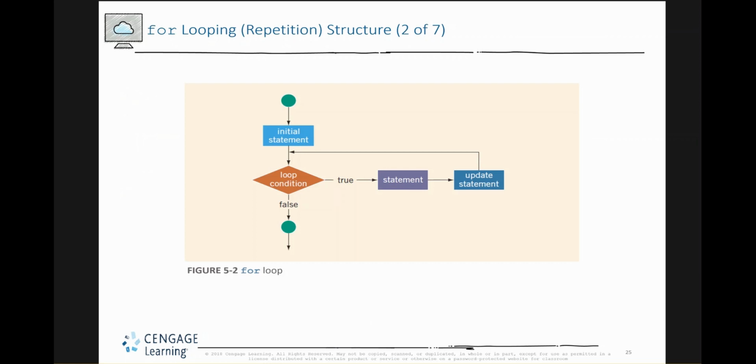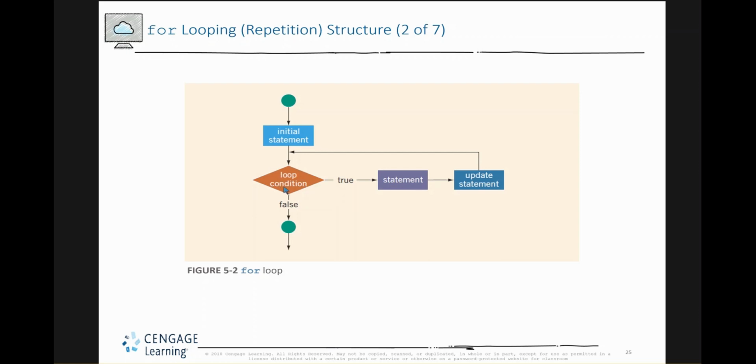This slide shows the flow of a for loop. First, the initial statement executes. It initializes the variable and sets the beginning value. Second, the loop condition is evaluated to either true or false. It checks the results of the relational operators, which are less than, greater than, less than or equal to, greater than or equal to, or not equal to. Those are your relational operators.